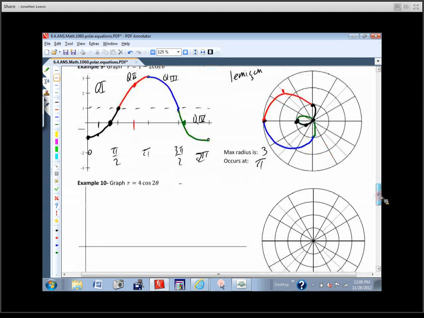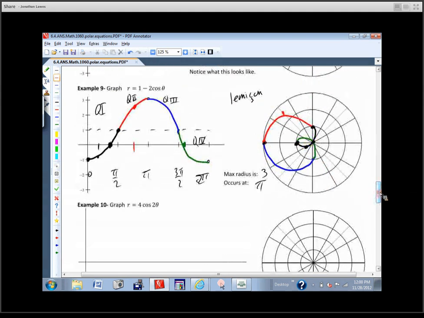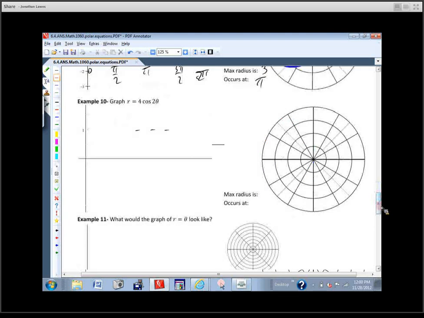Let's do a couple more. Okay, any questions? Okay, once we get this down, we can make some really cool shapes. Let's take a look at this one here. What happened with the 4? Changes the amplitude. What does the 2 do?